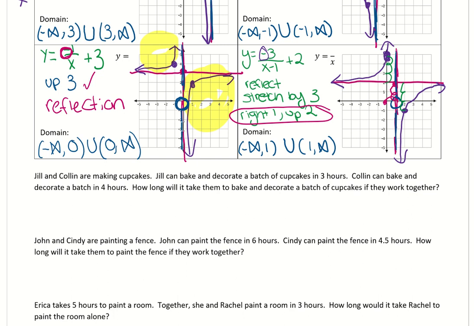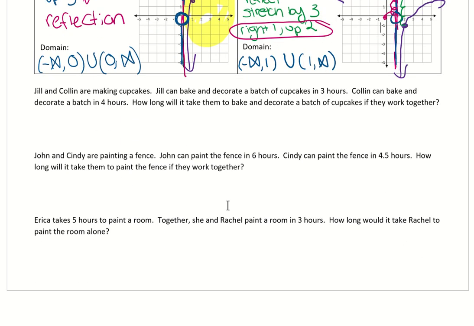But let's talk about how they help us with actual problems. So these are called work problems, and they're called that because they talk about how long it takes people to work either independently or together. So here's the rule for work problems. It's 1 over time alone, so I'm going to say the time of the first person, plus 1 over the time of the second person equals 1 over their time together.